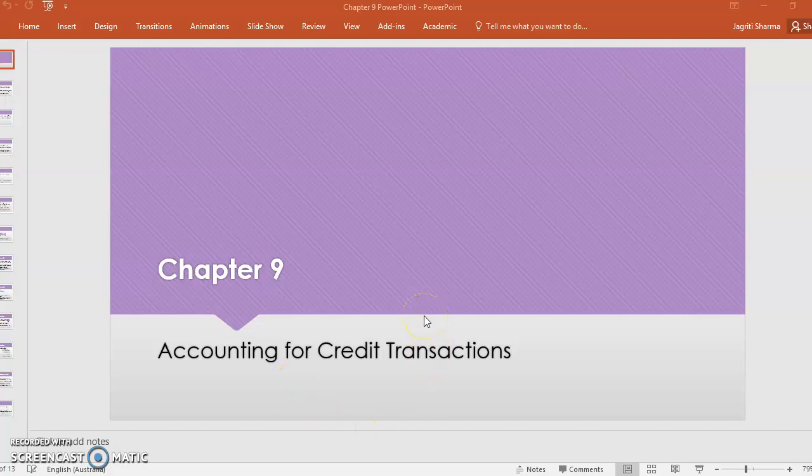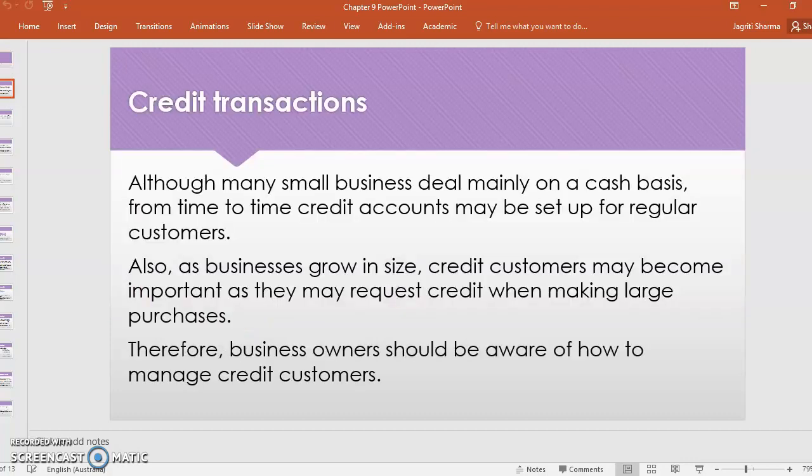Okay, so year 11th today, we are going to start with accounting for credit transactions. Previously we finished our cash receipts and cash payments journal, but today we are going to talk about our sales and purchases journal. These are our credit transactions, because when you sell or purchase goods on credit, that's when you need to put the transaction into the sales and purchases journal.